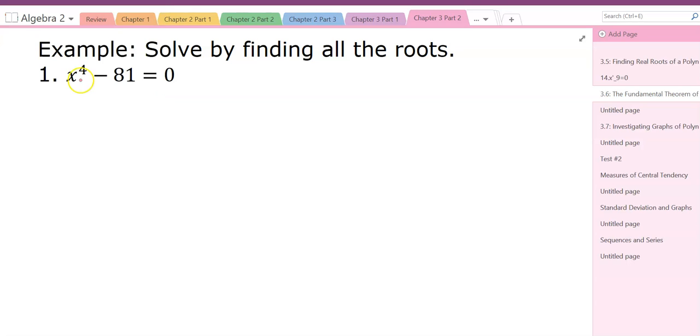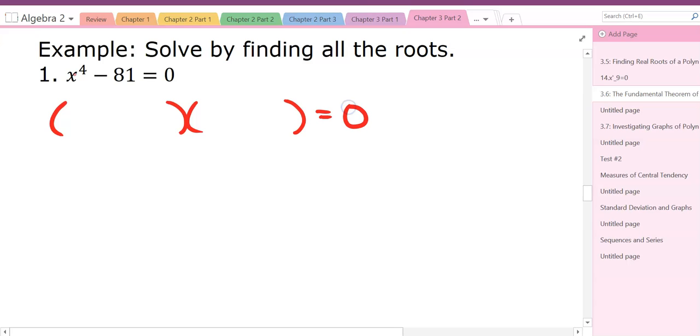I'm going to first think about how could I factor this? I've got x to the 4th, so I'm going to go ahead and split it. x squared, x squared. What 2 numbers would I multiply together to get a negative 81? It has to be the same number. 9. So one has to be positive, though. One has to be negative. So I'm going to do x squared minus 9, x squared plus 9.